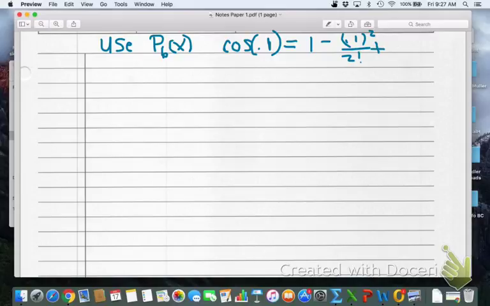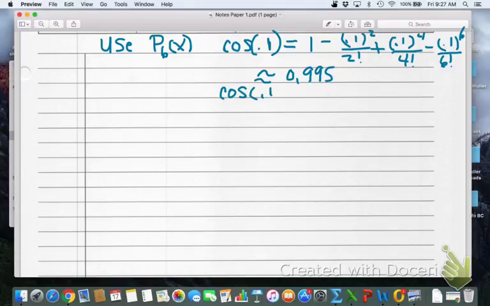And then come up with an answer. So 0.1 to the fourth over 4 factorial, and then minus 0.1 to the 6th over 6 factorial. And if you calculate that, you're going to get that that's approximately 0.995. All right, and if you want to go ahead and then find cosine of 0.1 on your calculator, which I know seems a lot easier, then you can compare the two and see what the error is.